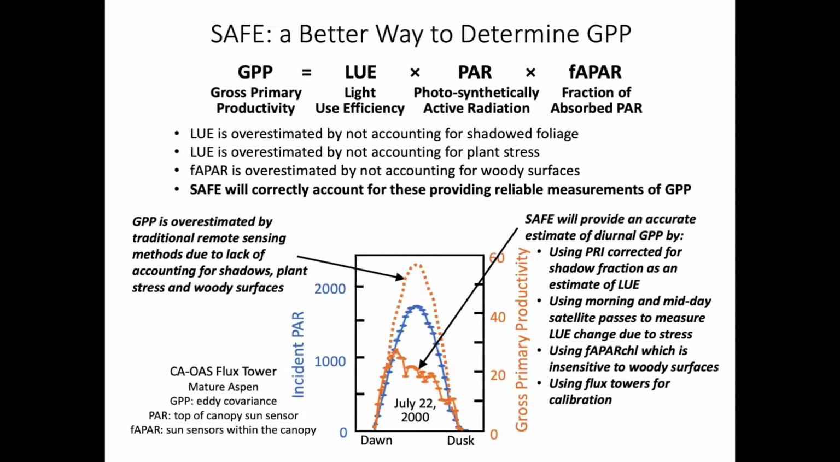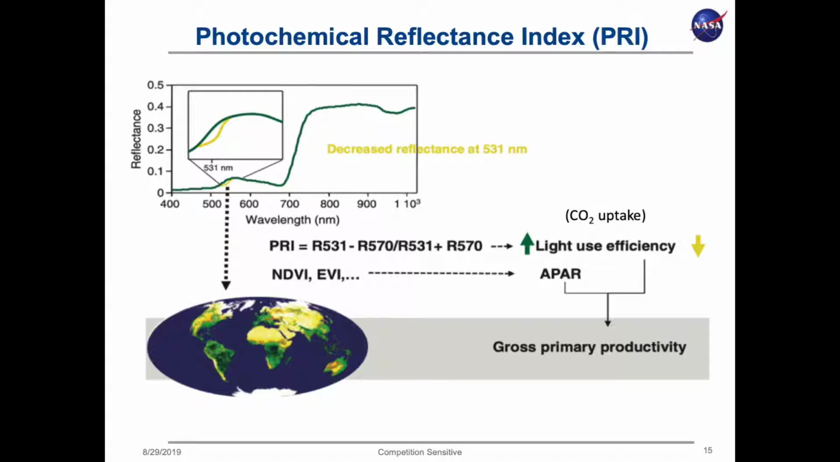Recall that in big leaf approaches, gross primary productivity is really just a product of light use efficiency times the incident photosynthetically active radiation. Light use efficiency can be estimated using the photochemical reflectance index. This requires a very high signal-to-noise ratio, which for SAFE FunSpec for these 2 bands will be over 600 to 1.